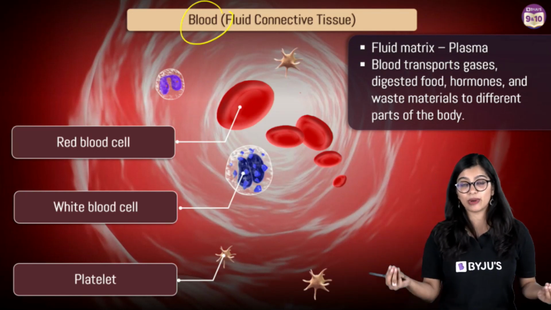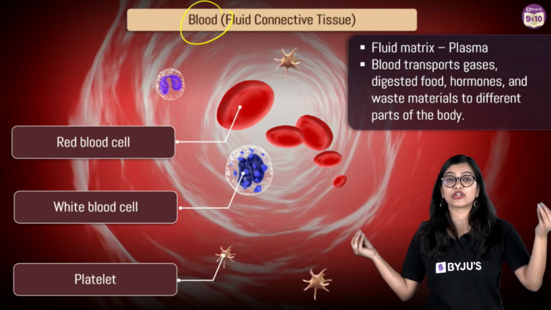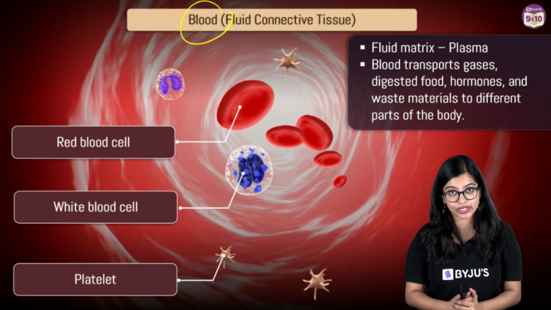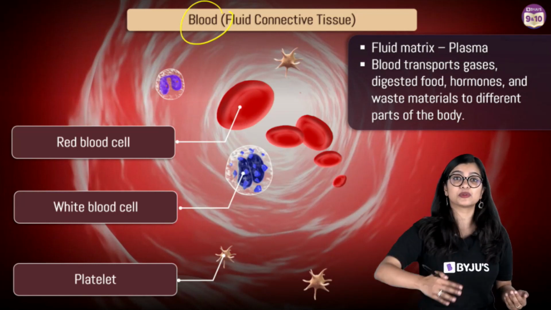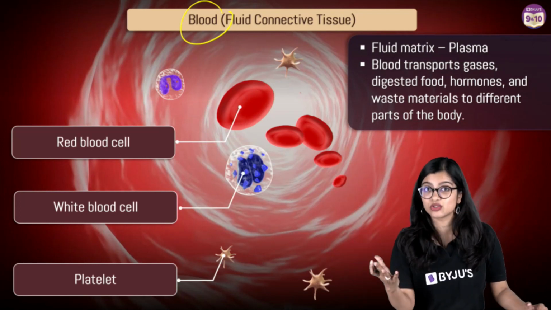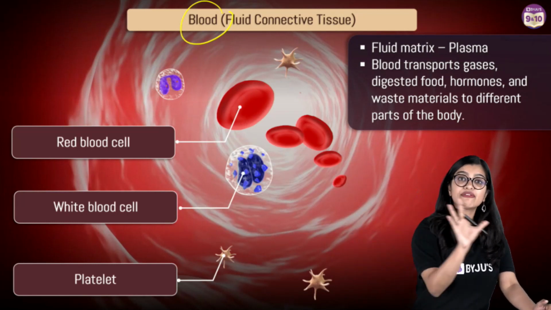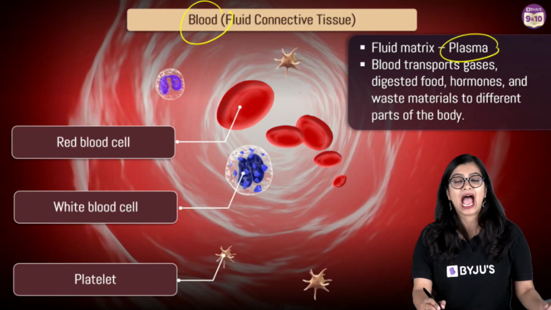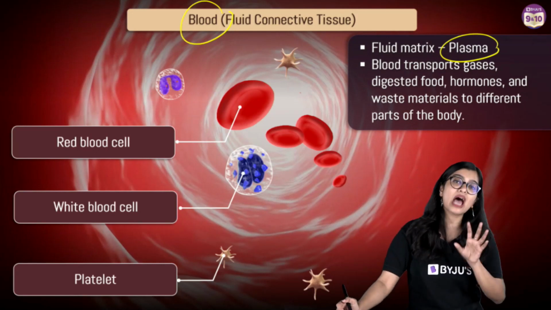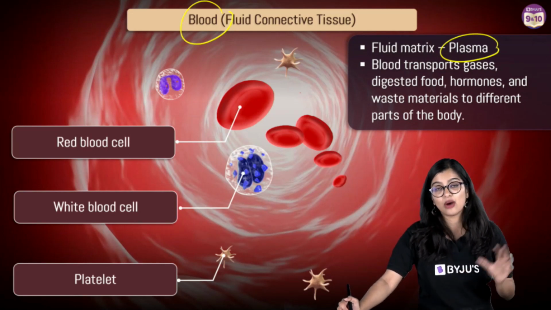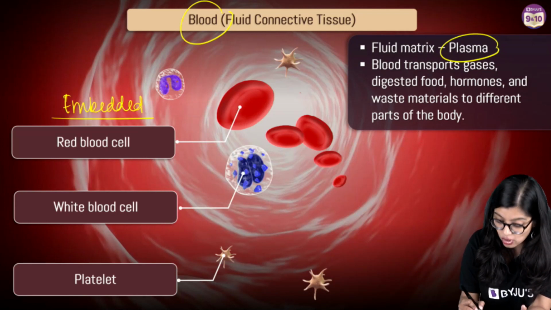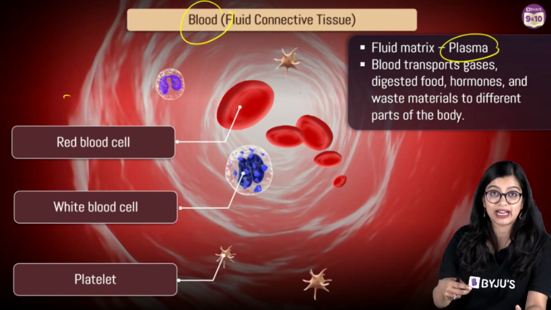Now, blood is a fluid that is responsible for transporting oxygen, nutrients, and various other substances to different parts of the body. So it not only helps in transporting to different parts, but also connects those different parts. The fluid matrix is what we call plasma, and plasma is mainly made up of water and other components. Along with that, there are blood cells which are found suspended in it.